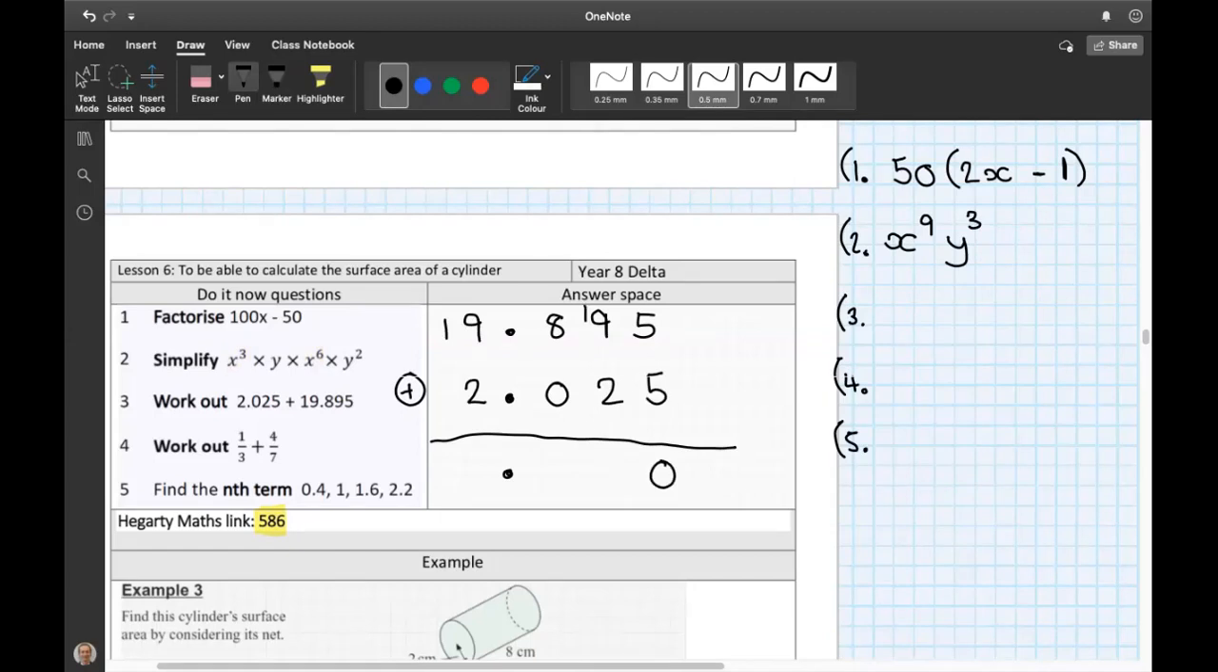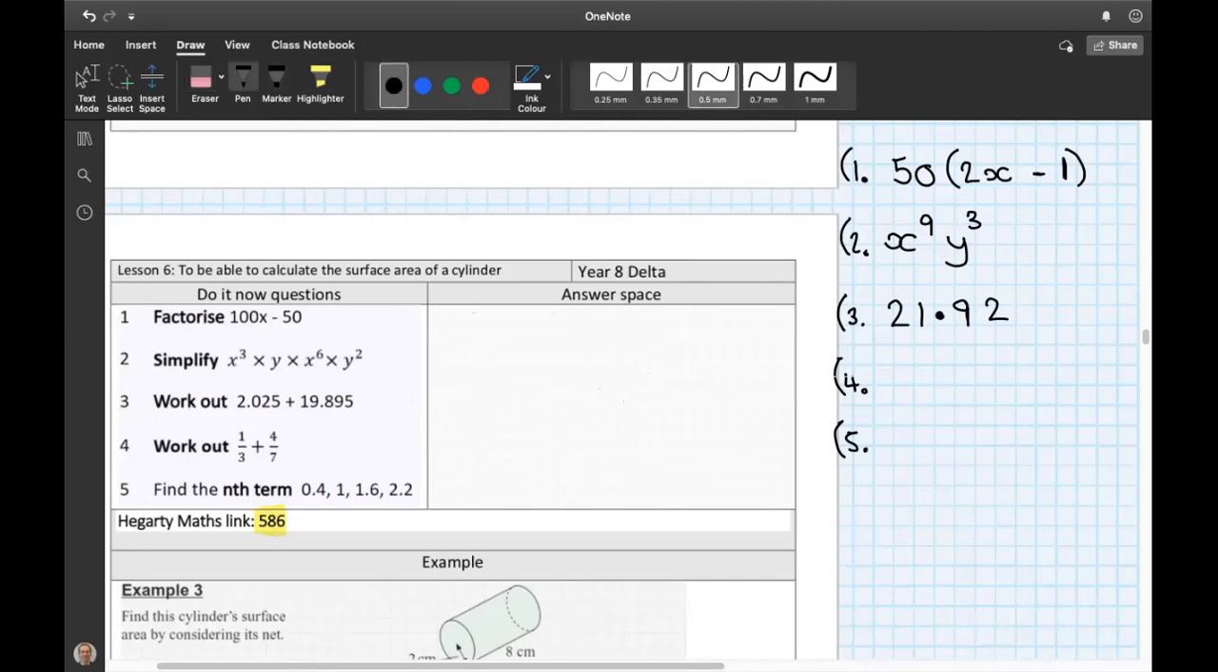5 add 5, 10, carry the 1. We've got 12, carry the 1, 9, 11, carry the 1, and 2. So your final answer is going to be 21.92. We do not need zeros when they are the final values at the end of the number after your decimal point. You do not need to include those in your answer. So your final answer there is going to be 21.92.